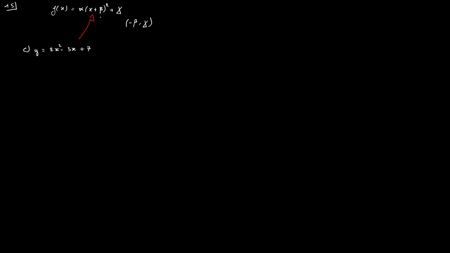Well, maybe the first thing we can do is recognize that in front of x squared, there's no number written. So we want to get rid of the number in front of x squared. And this we can do by just bringing out 2. So we can rewrite it a little bit as such. We can say 2 times x squared minus 3 over 2 x plus 7 over 2.